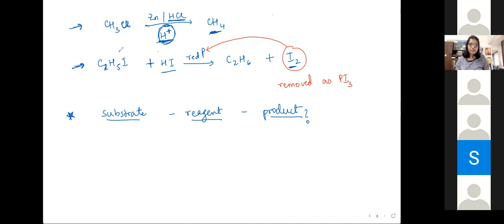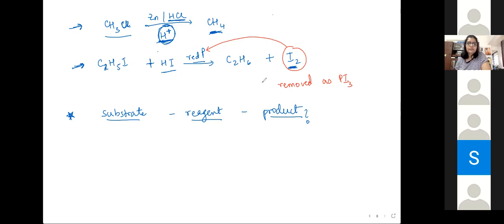That is why focus on the substrate, which is alkyl halide, the reagent taken, which is zinc in HCl, and the product formed, which is alkane. These are the main characters you need to focus on in organic reactions: substrate, reagent, and the product. In this case, I also mentioned I2 because there is a special note: the whole reason why we're taking red phosphorus in our reagent is to remove the I2. So unless there's a special note or some sort of importance of a specific reagent, you don't have to care about it.